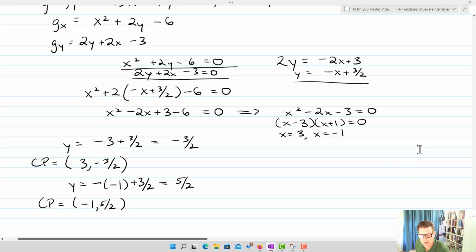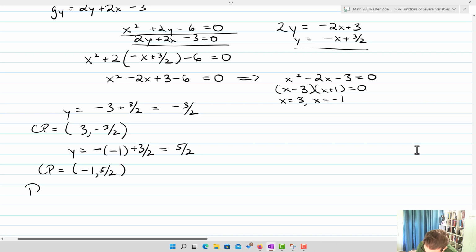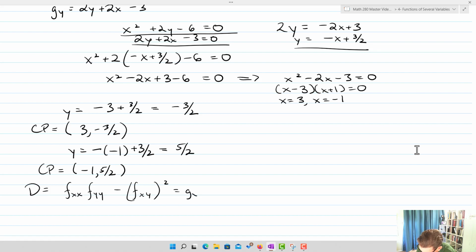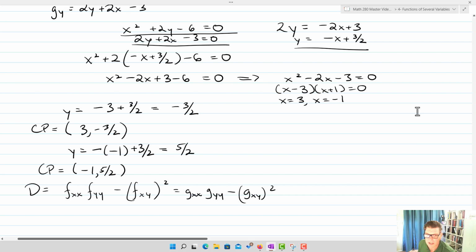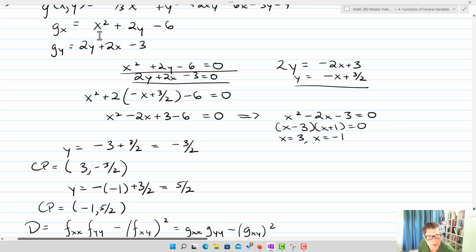So what I'm going to do now is remember D is going to equal fxx times fyy, minus the second partial with respect to xy, squared. Or in our case, this is going to be the second partial with respect to x times the second partial with respect to y of g, minus gxy squared, because we actually have g's here. So we start out with gxx. Going up here, I'll see that gxx is going to equal 2x.